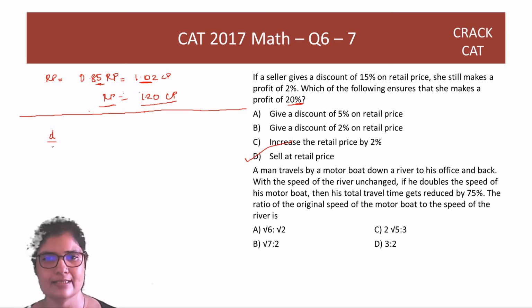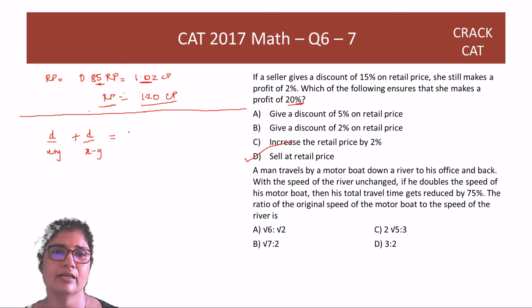So the distance he's going, let's say downstream, that will be x plus y, right? This is the time he'll take to go downstream. Then this is the time that he takes to come upstream. This is the total time, right? This total time is 4 times, because the new time becomes 1/4, right? So it is 4 times the new time.